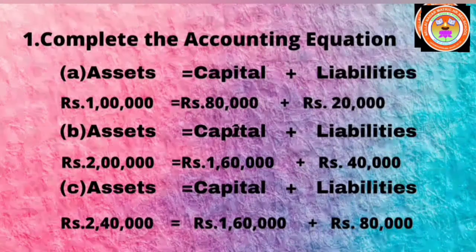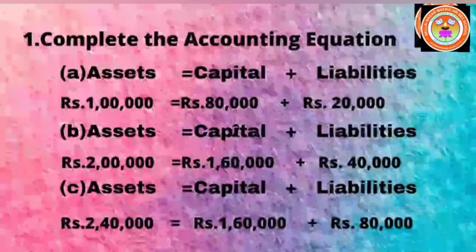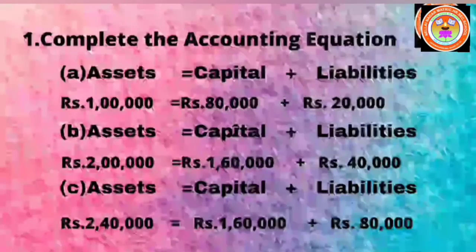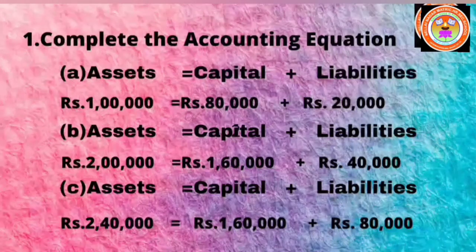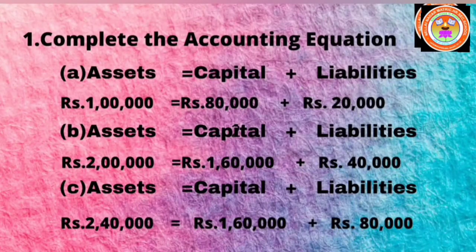We are going to learn accounting equation sums. Always we should do accounting equation based on the accounting equation approach. According to the accounting equation approach, we have one formula: assets equals capital plus liabilities. That is the formula. By applying this in the amounts available, we will find the missing figure.